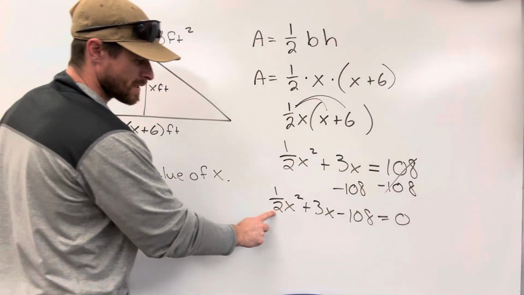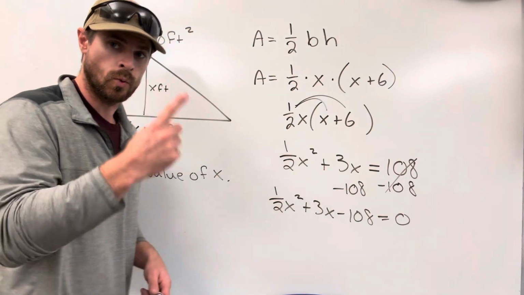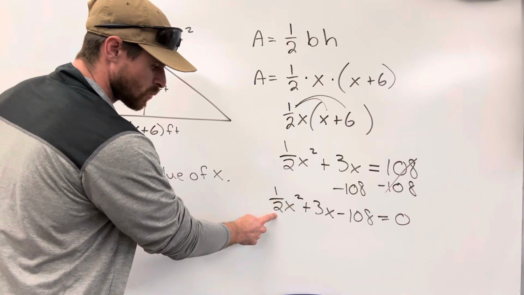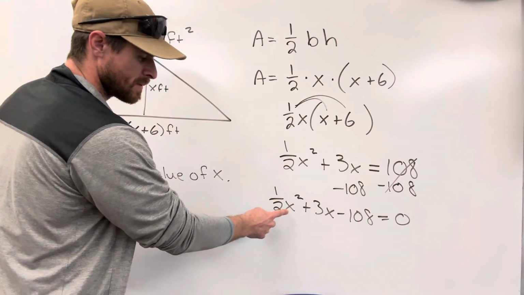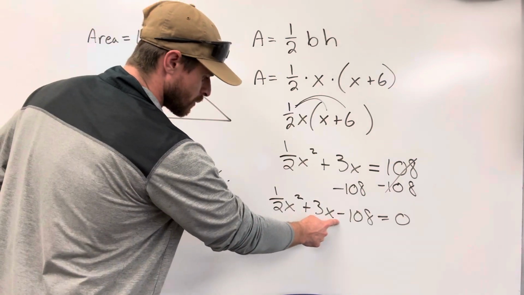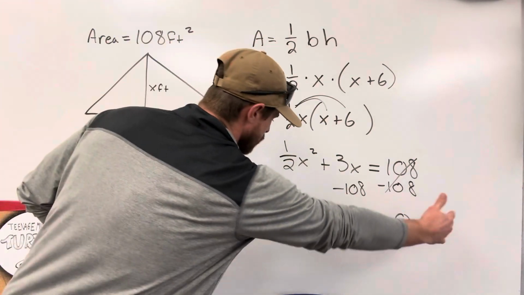Great. What I'm going to do is take these numbers here. I don't like having a 1/2, so I'm going to turn that into a 1, and that's going to allow me to work through this much easier. So how would I change a 1/2 to a 1? If I multiply it by 2. But if I multiply this first term by 2, I have to multiply the second term, the third term, and the other side. Everything needs to be multiplied by 2.